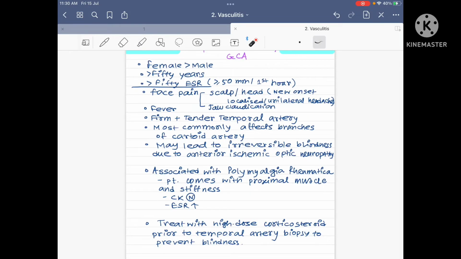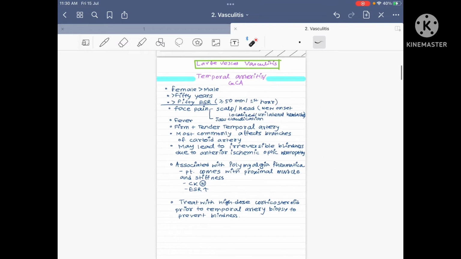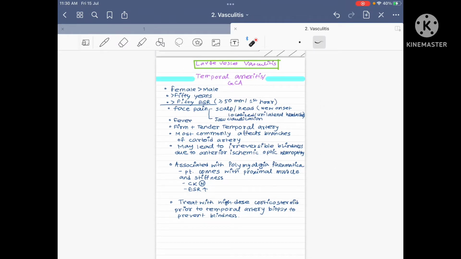Proximal muscle weakness and stiffness, but creatine kinase will be normal and ESR will be increased. And one of the very commonly asked questions is: what is the next step? Either treat with corticosteroid or biopsy. The answer is to treat with corticosteroid, and after that you should do the biopsy.